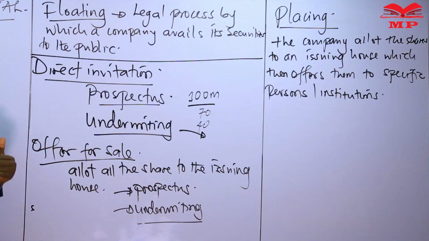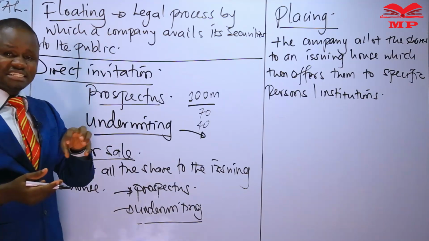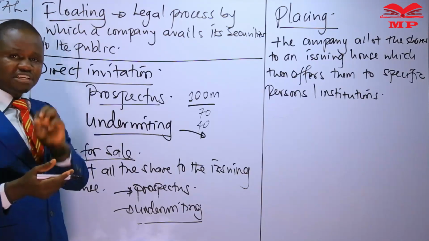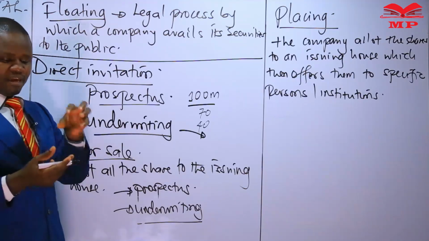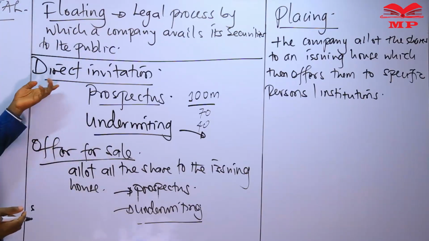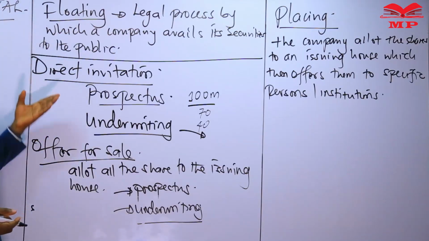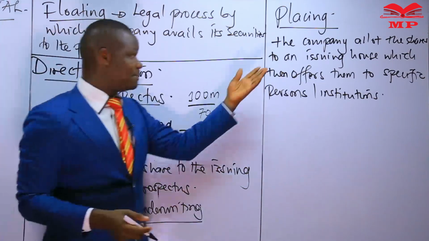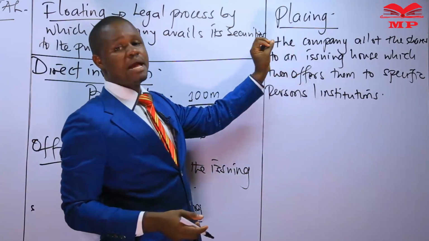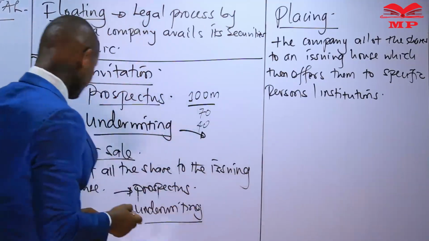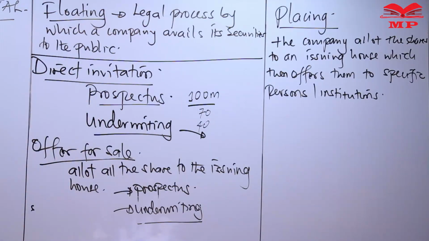As you will already be aware, private companies by their articles restrict, actually prohibit, the invitation of the public to subscribe to their securities. So they cannot be doing a direct invitation, they cannot be doing an offer for sale. But a placing option is available for them because the public is not being invited directly. Now, we have these other options available.